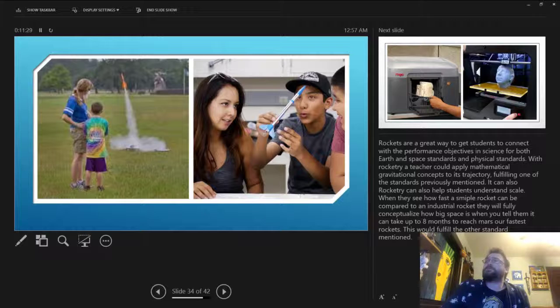Rocketry can also help students understand scale. When they see how fast a simple rocket can be compared to an industrial rocket, they will fully conceptualize how big space is when you tell them it can take up to 8 months to reach Mars with our fastest rockets. This would fulfill the other standard mentioned.